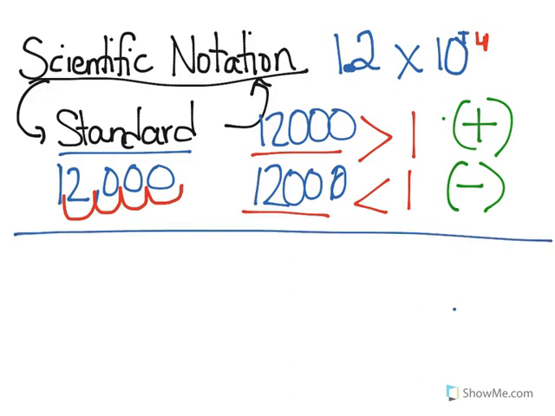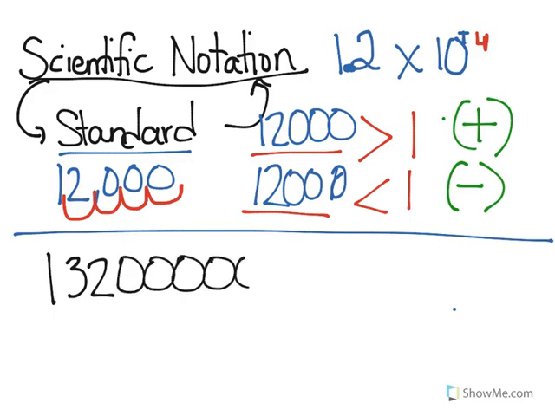Let's try another one. I have the number 1, 3, 2, 1, 2, 3, 4, 5, 6, 7, 7 zeros. Very, very, very big number. That means it's greater than 1. So my exponent's going to be positive.